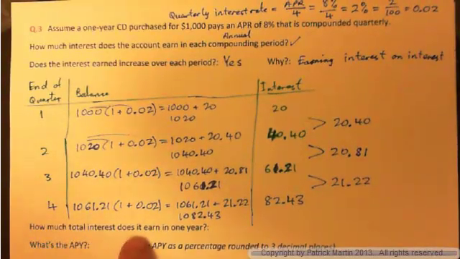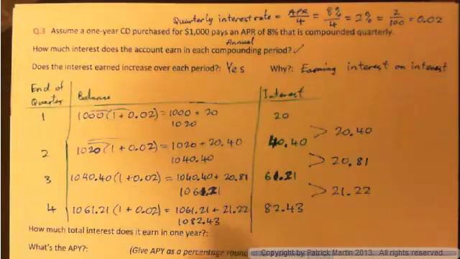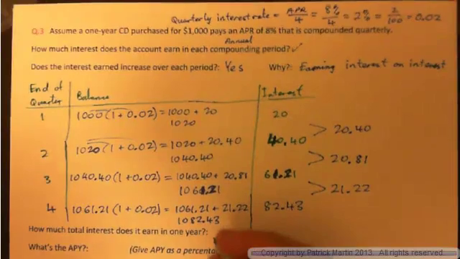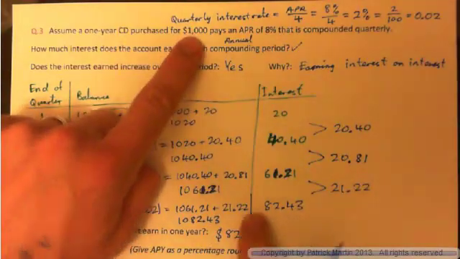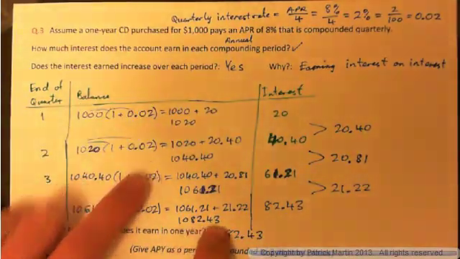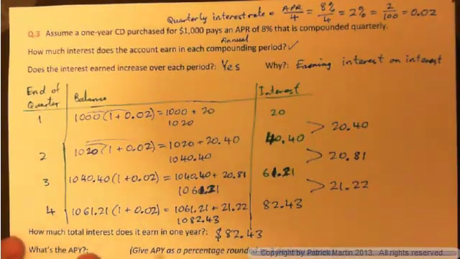How much total interest does the CD earn in 1 year? Total interest, money-wise, $82.43, right? Because it started at $1,000 and it became $1,082.43. Okay. What's the annual percentage yield?